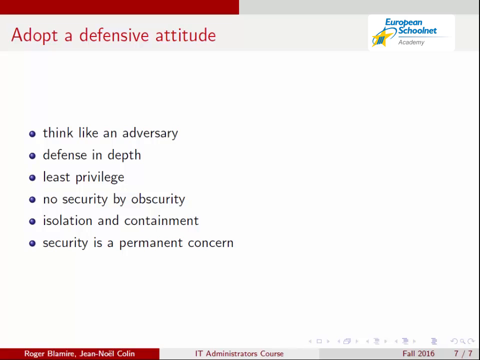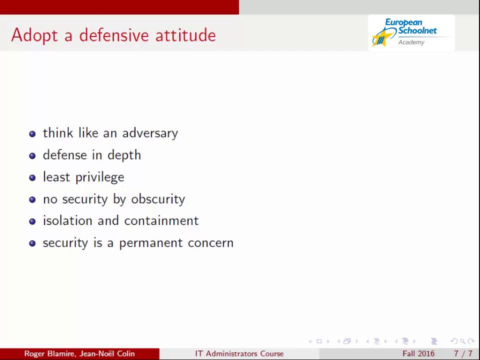And remember that security is a permanent concern. Security is not just something you do one day a year or one week a year. It's really something you have to think about all the time, because your environment, your services, your system, your users are changing all the time, which means that new risks can arise. Of course, some risks can disappear, but mainly new risks can arise, and you have to deal with them as quickly as possible.